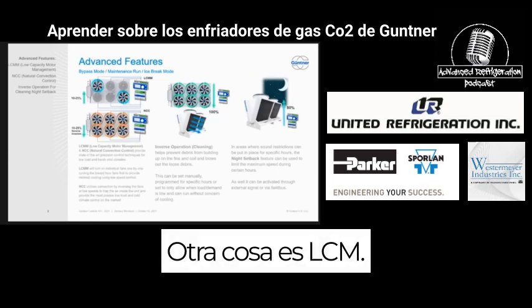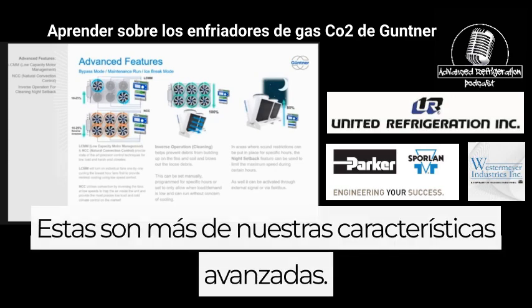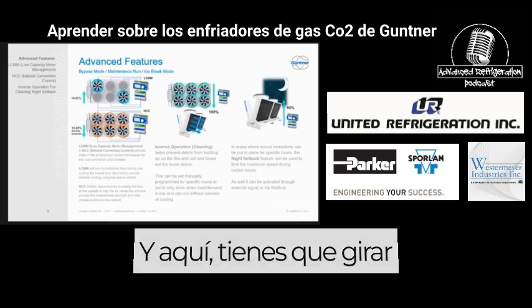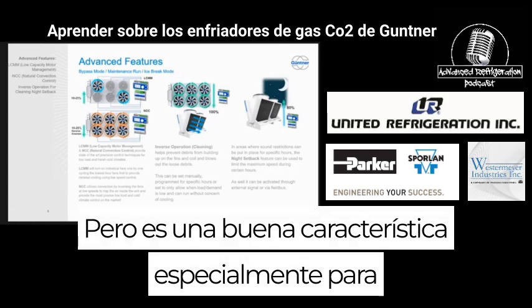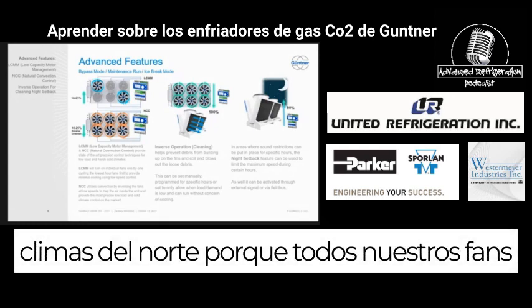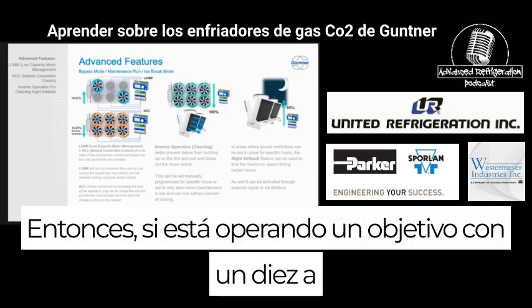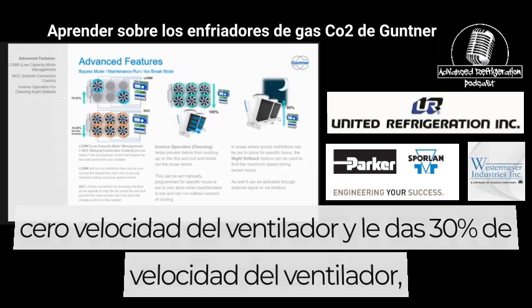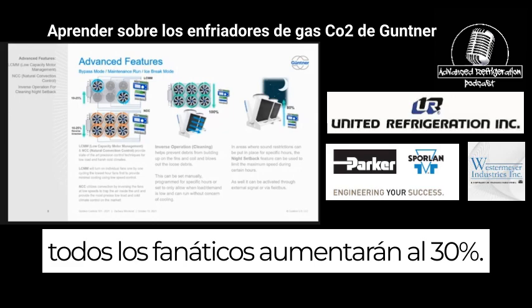Another thing is LCMM. This is one of our more advanced features, and you have to turn this feature on in the controller. But it's a nice feature, especially for northern climates, because all of our fans ramp up and ramp down synchronously. So if you're operating a Target with a 10-0 fan speed and you give it 30% fan speed, all the fans are going to ramp up at 30%.